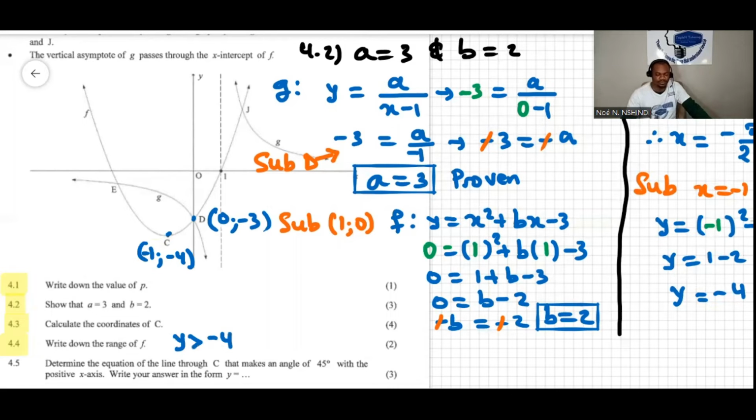And then question 4.5. The question says determine the equation of the line through C that makes an angle of 45 degrees with the positive x-axis. Write down your answer in the form y equals.